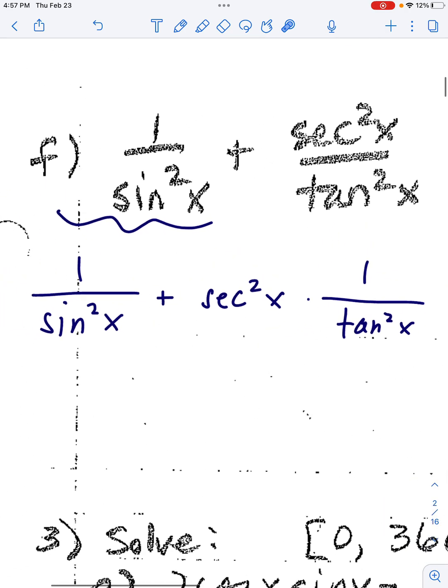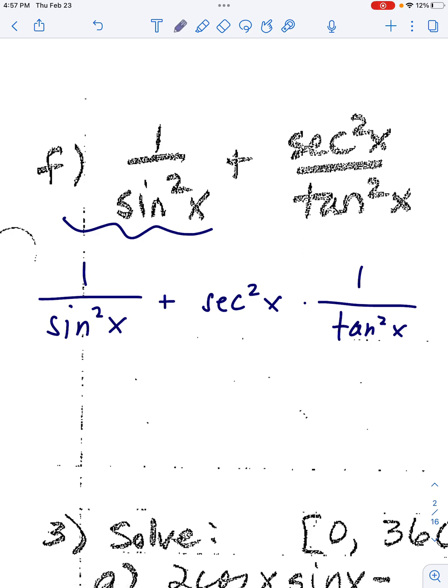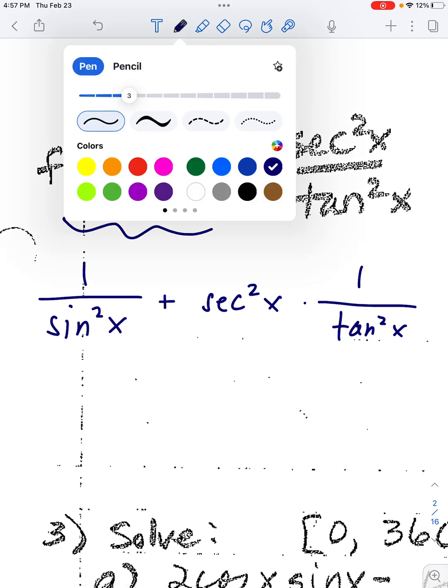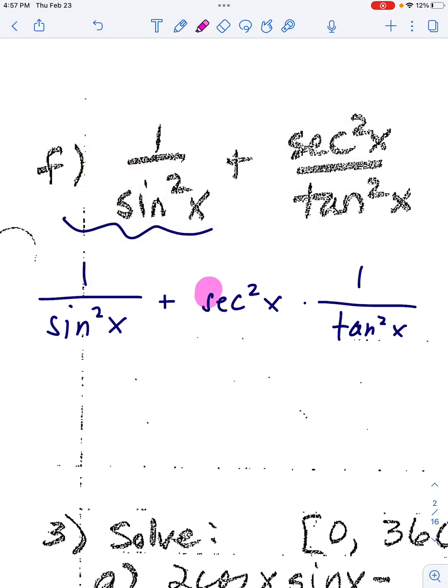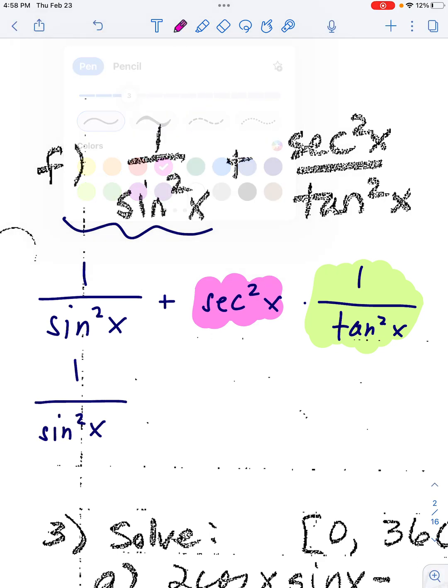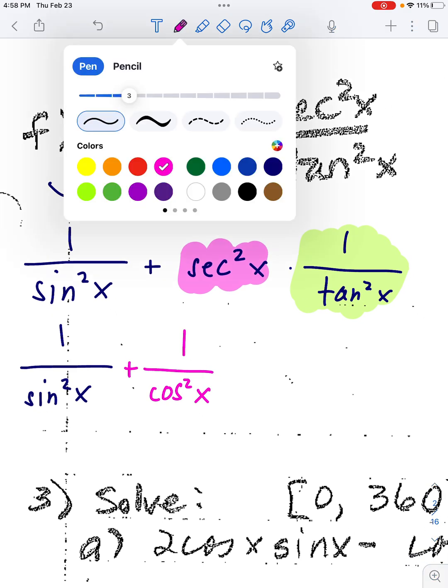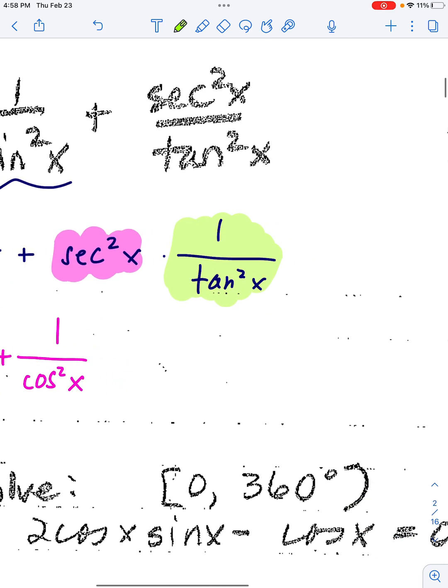So secant is 1 over cosine. I'm going to use some highlighter for you guys. Let's highlight this in pink. Highlight this guy in green. And we're just going to copy down that 1 over sine squared again, to the next line. That pink secant squared I'm going to rewrite as 1 over cosine squared of x. That's because secant equals 1 over cosine. Then that 1 over tangent x, I can rewrite that as, well, let's think about this.